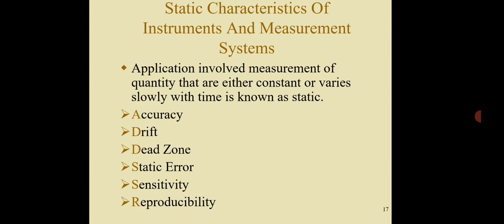Coming to our next topic, types of errors. Errors are basically classified into two types: static errors and dynamic errors. Let us first come to static errors, which was a preview of your previous class also. Static characteristics of instruments and measuring systems: applications involving measurement of quantities that are either constant or vary slowly with time are known as static. A constant measurement is known as a static thing. So what are the different static characteristics?